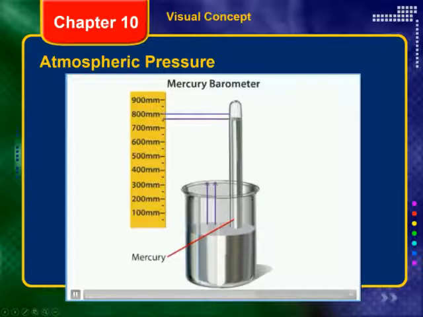If the atmospheric pressure decreases, the pressure on the mercury also decreases. Some mercury will fall out of the tube and back into the container. Thus, the mercury in the barometer falls with falling pressure.